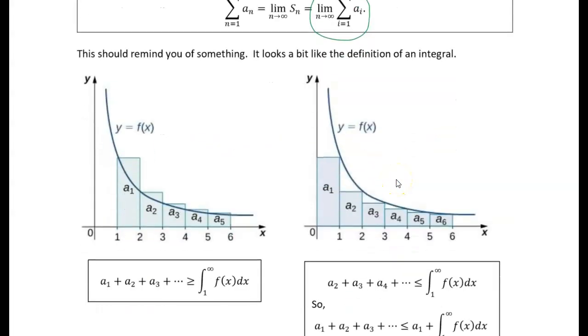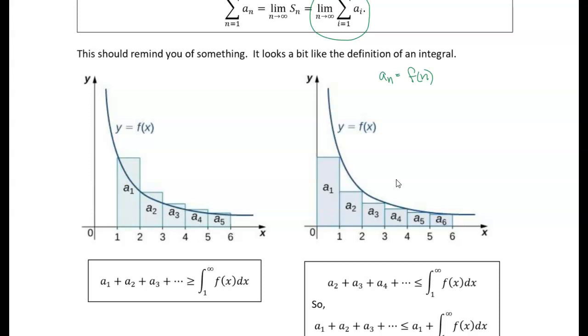So in this diagram, you can see I've taken a function f of x, where a sub n is equal to f of n. So it's basically the function that defines the terms of the sequence, only it's defined over all real numbers instead of just at the natural numbers.